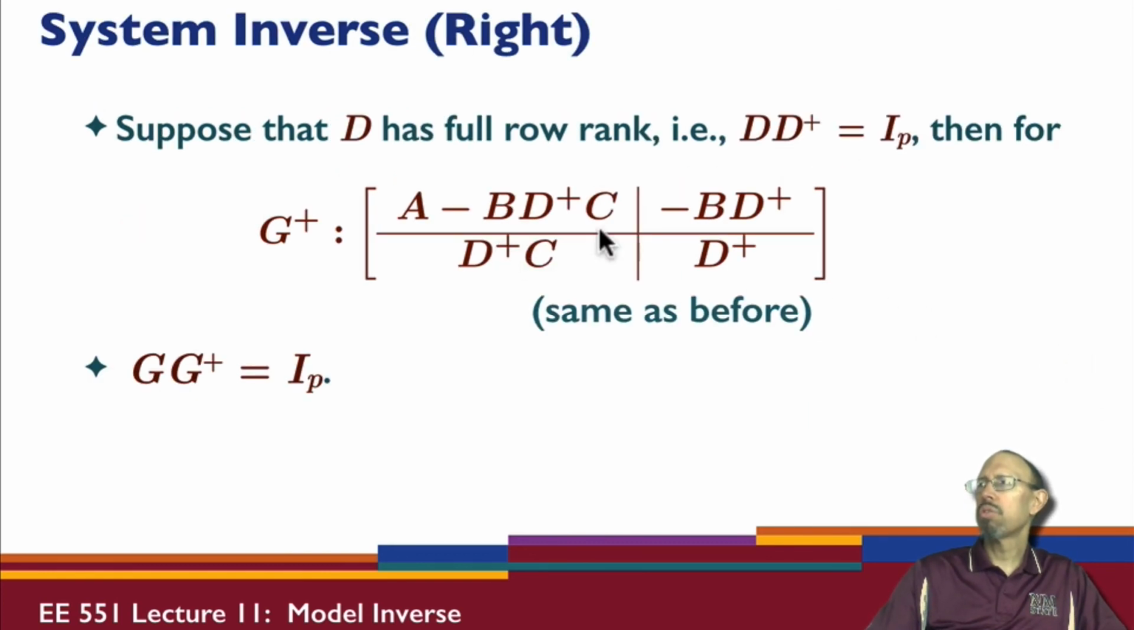For the right pseudo-inverse, we get a similar kind of thing, but notice that in this case, D times D pseudo-inverse is an identity, instead of D pseudo-inverse D. So notice the form of the system inverse is the same as what we had before. The difference now is that G times G pseudo-inverse is equal to the identity, as opposed to G pseudo-inverse times G.